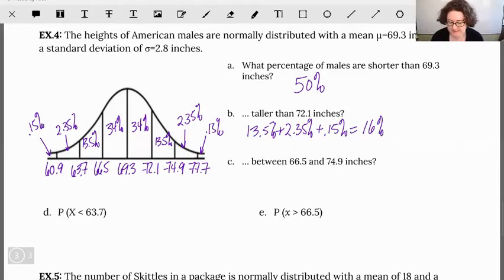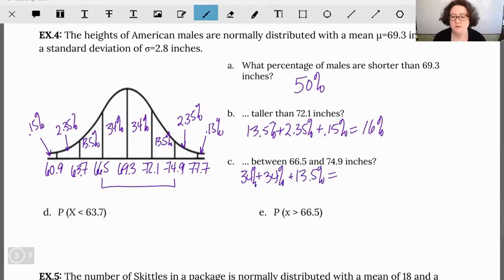Between 66.5 and 74.9, add up your sections. So we're going to get 34 plus 34 percent. And then up to 74.9, we have to add in a 13.5. Add those all up together, we should get 81.5%. Actually, let's circle the final answers.